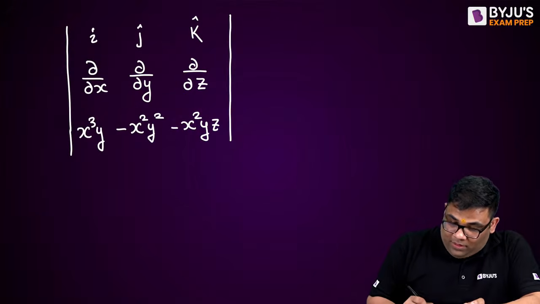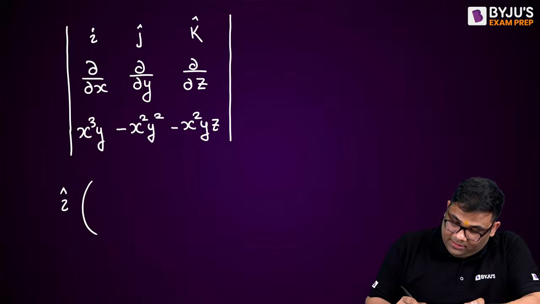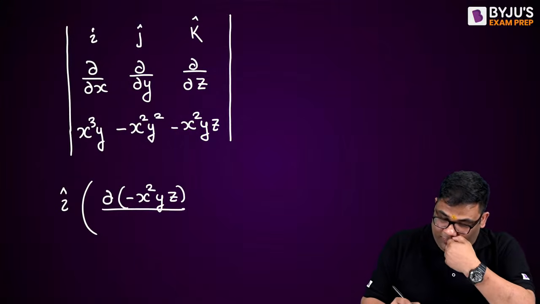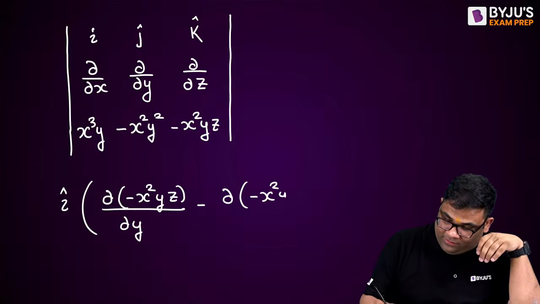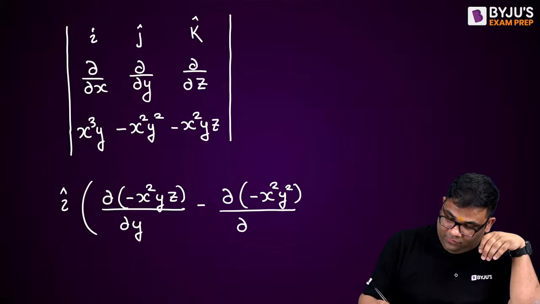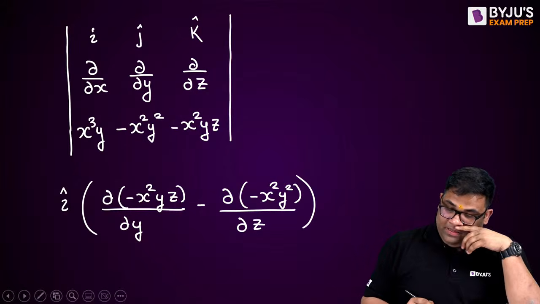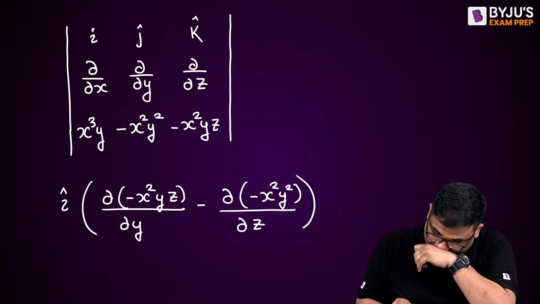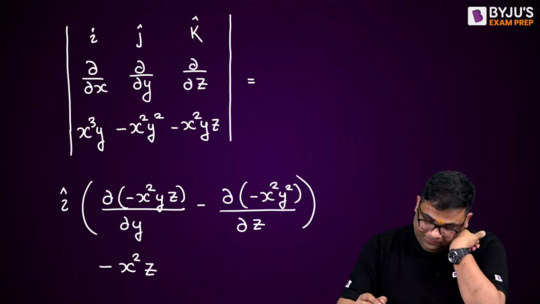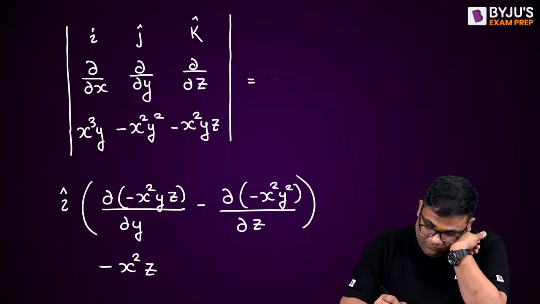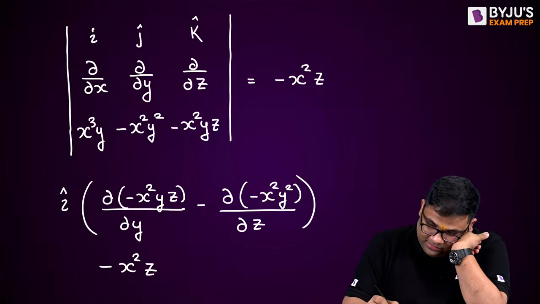Now for i cap, I can say differentiation of minus x square yz with respect to y, then minus differentiation of minus x square y square with respect to z. This is for i cap. For i cap, how much am I getting? Minus x square z. I am getting minus x square z i cap.